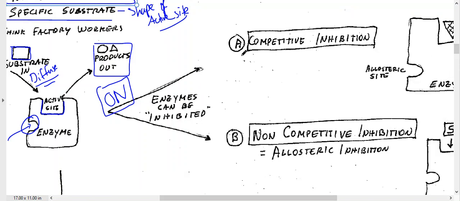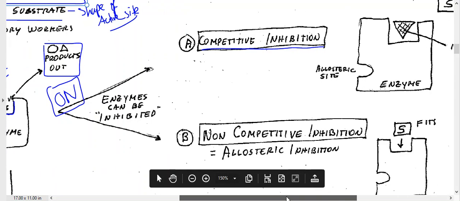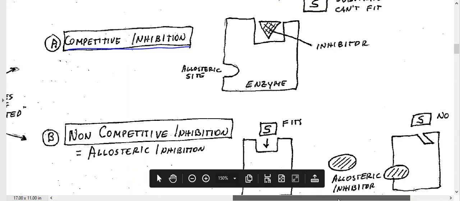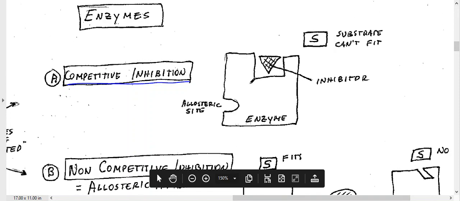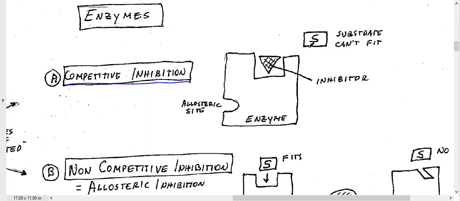So there are two main ways to do this. One main way is called competitive inhibition. Basically, you have your enzyme that has its specific substrate, but the substrate can't bind because there's an interloper. There's an inhibitor molecule that kind of fits, but doesn't perfectly fit, but it blocks the substrate. So it fits well enough to block the substrate.